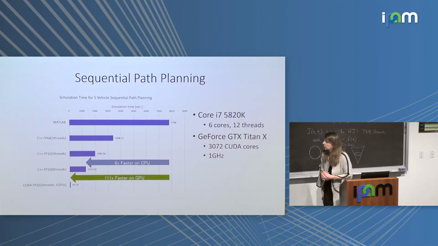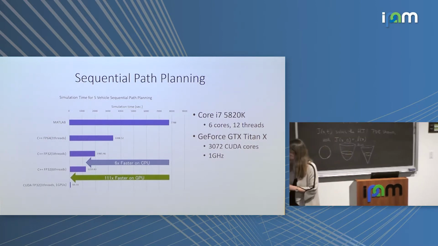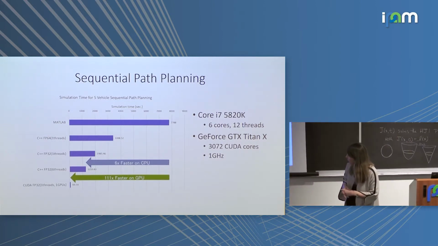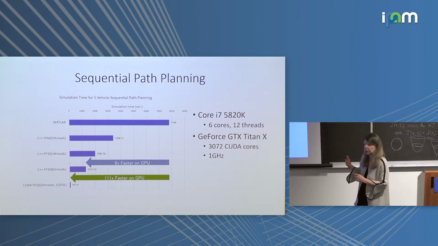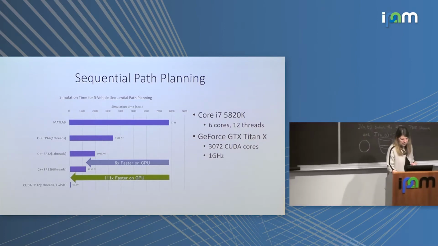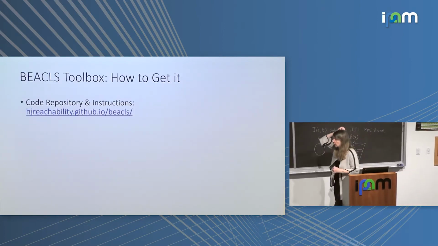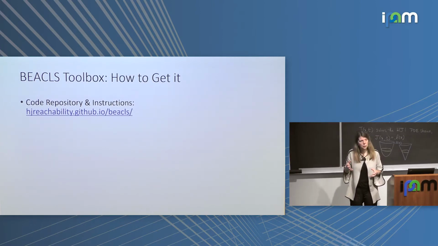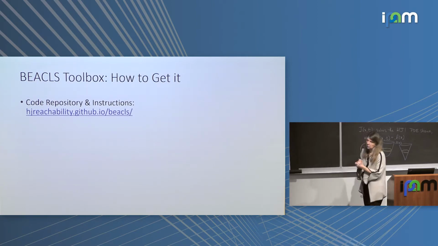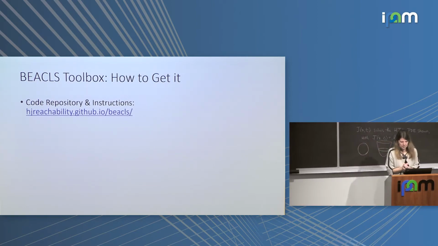As an example of something I'm going to talk about a little bit later, we get basically 111 times faster if you use BEACLS's C++ implementation on a GPU. So I wanted to give that as a note to say we do have the code for the C++ implementation and some examples in our GitHub repository.